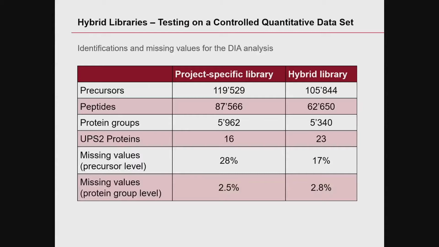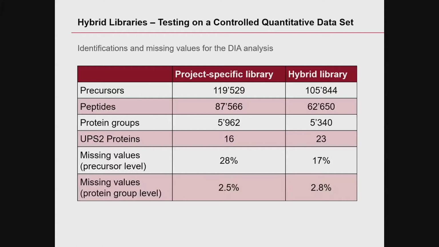So the first results, the comparison in terms of the identifications and the missing values, shown here. As you would basically expect, you get a little bit better coverage with the project-specific library, not much. However, very interestingly, in terms of the UPS2 proteins, the hybrid library performed better. So that was very interesting. If you look at the missing values, again, what we would have expected, the hybrid library performs a bit better in terms of reproducibility of quantitation. The difference is not orders of magnitude, but it's a little bit better.